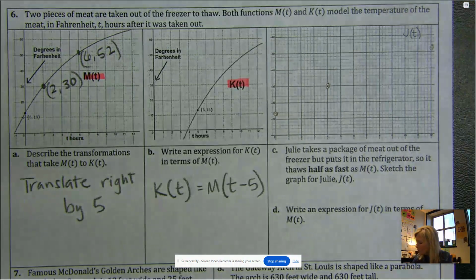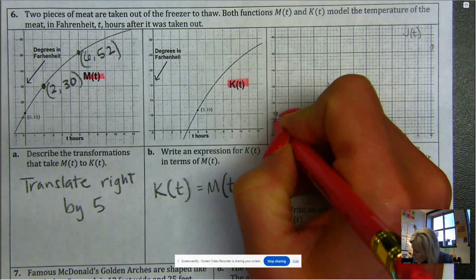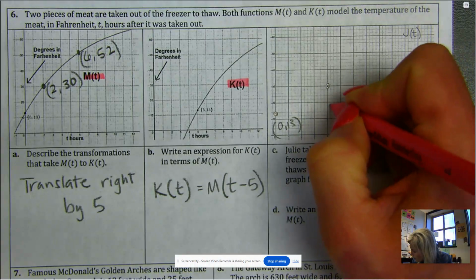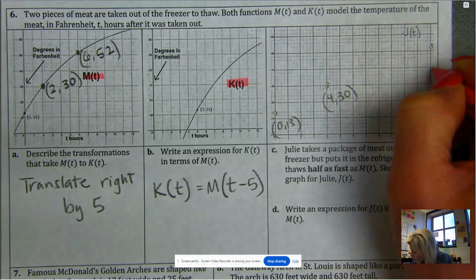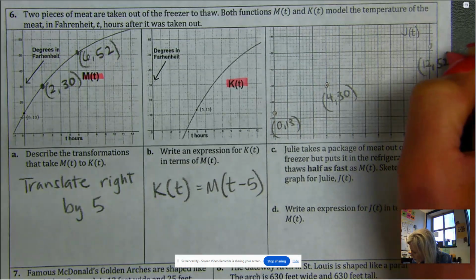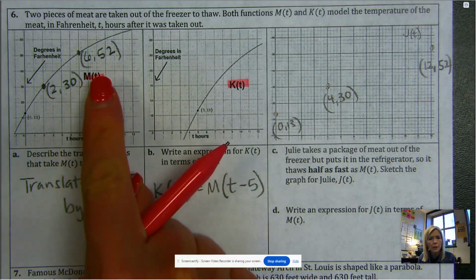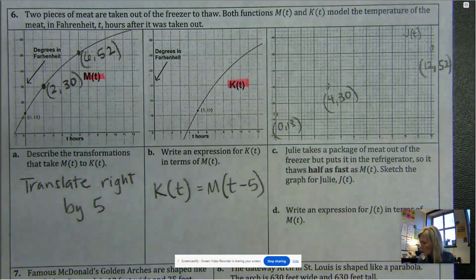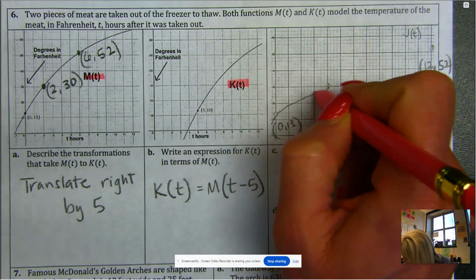It would be 12, 52. So this is still 0, 13. And then this would be 4, 30. And this would be 12, 52. Okay, so it corresponds to those 3 points. And the difference is that the time is twice as long. So it kind of looks like this.